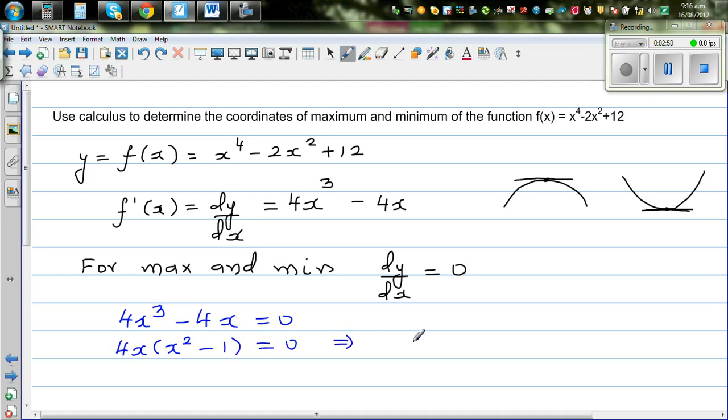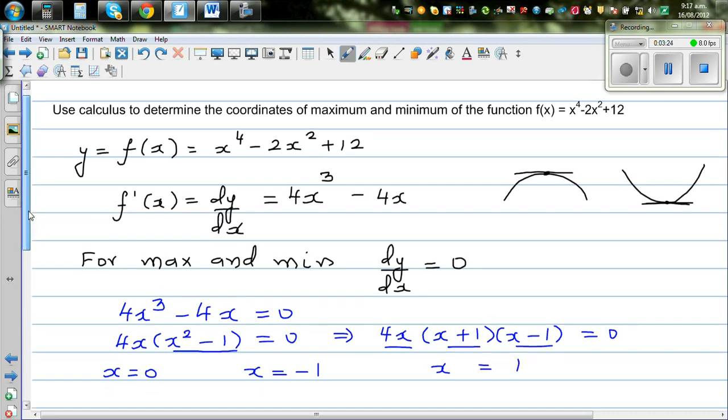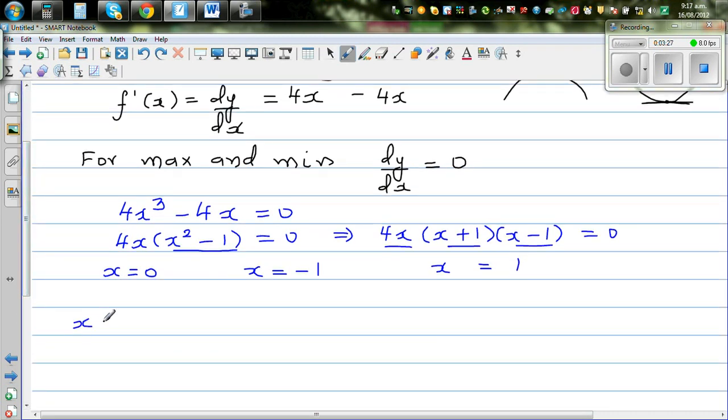So this implies 4x times x squared minus 1 equals 0. How can we factorize this? This is a difference of two squares. So this is x plus 1 times x minus 1 is equal to 0. Setting each of them equal to 0, I hope you can see that x is either 0, negative 1, or plus 1. Let's write them in order: x is equal to negative 1, x is equal to 0, or x is equal to 1.